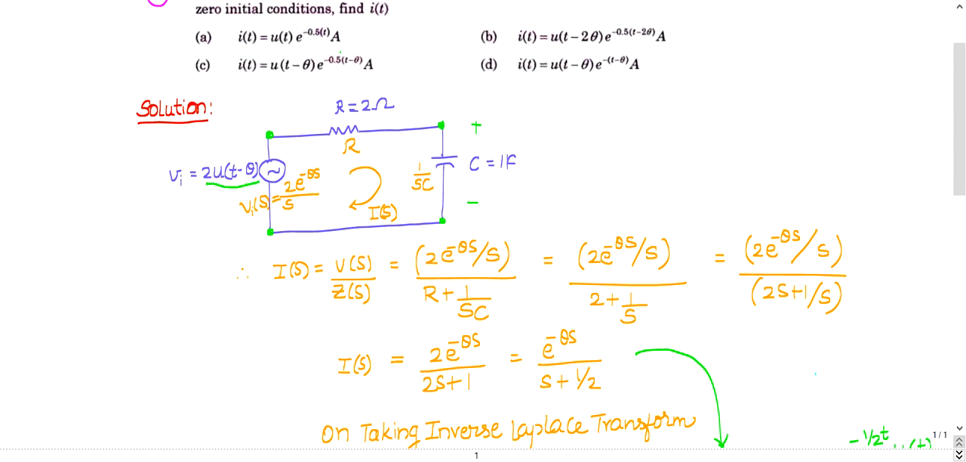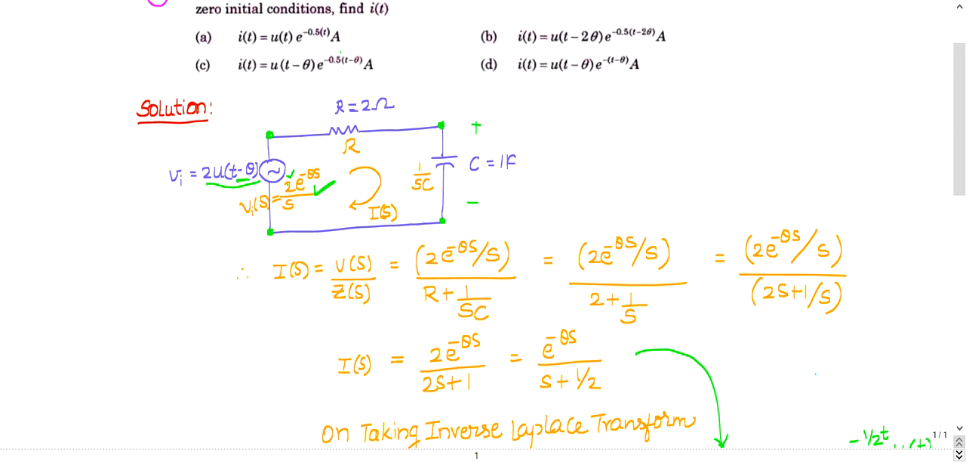2 into u of t minus theta. See, 2 you write as it is. I'm teaching Laplace transform, I think you should know already. u of t means unit step function, whose Laplace transform is 1 by s. So it becomes 2 by s, but this is a time delayed signal, so you will get e power minus theta s. Just refer to the Laplace transform signals and system pairs, you will get the Laplace transform of it. It's very simple. At this stage, you should be able to know. If you don't know, I'll be starting signals and systems lectures next month for GATE preparation, so you can review that.